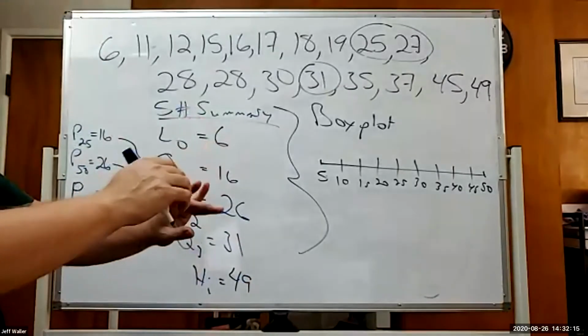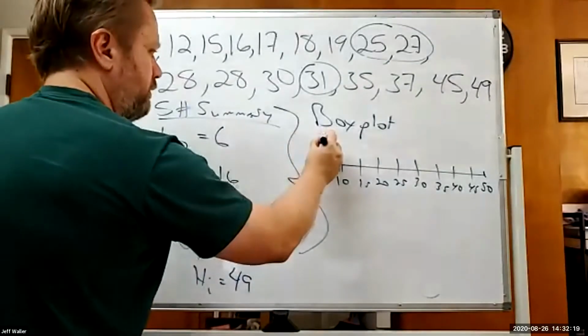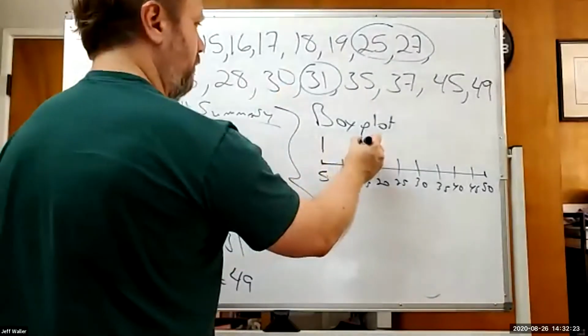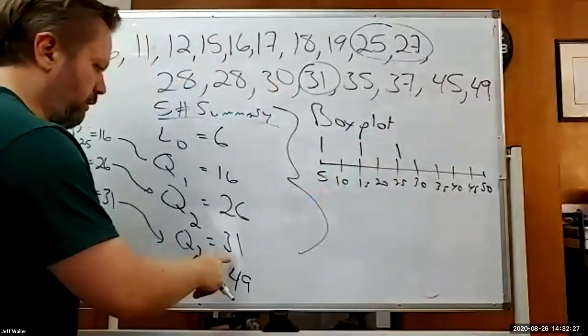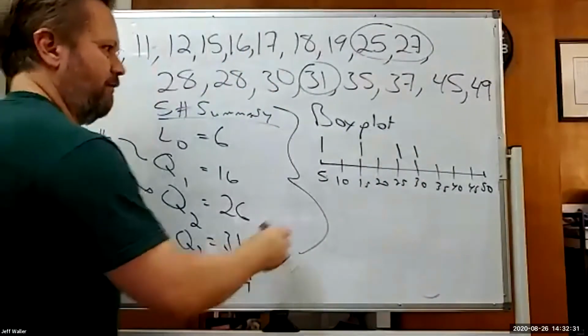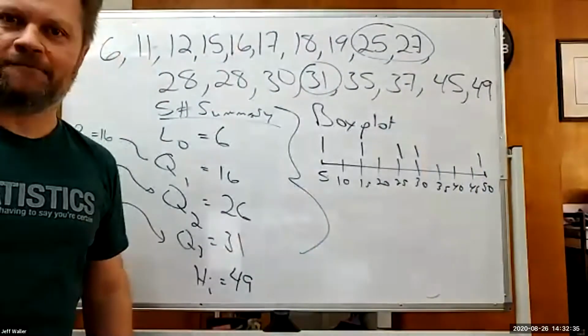So now I'm going to do something a little different. I'm going to put a line where 6 is. And I'm just going to keep doing that. 16, I'm going to put a line. 26, I'm going to put a line. Guess what I'm going to do for 31? Line. And then 49, put a line for 49.